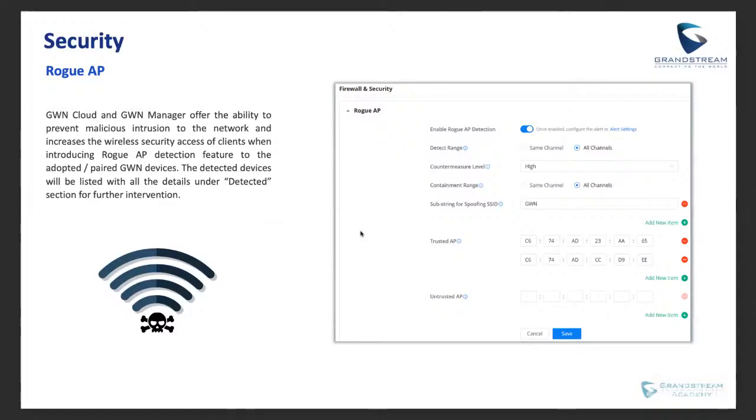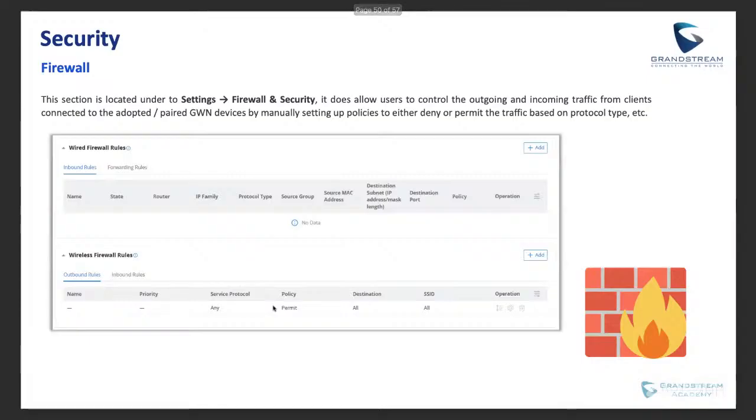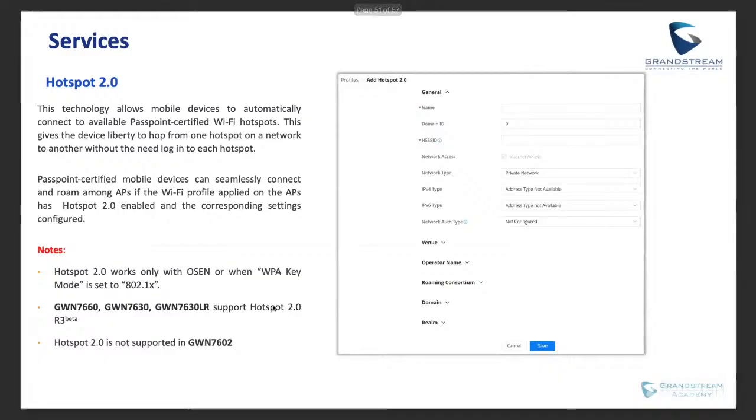Grandstream is really looking into jumping into network devices, and security is very important. So they're upping their security systems. They offer the ability to prevent malicious intrusion to the network and introduce a rogue AP detection feature. There are some firewall settings you can have through all your network devices. And you can even do hotspots from your access points.